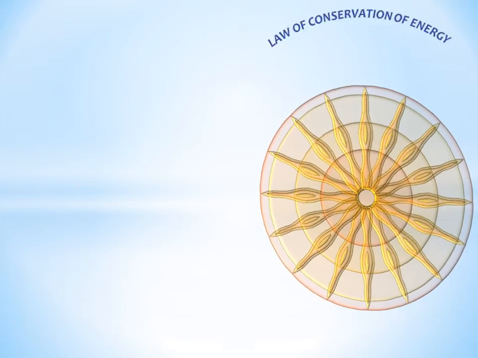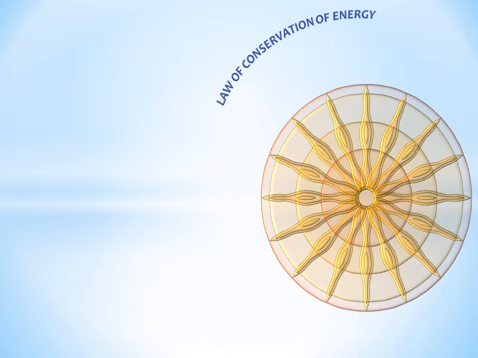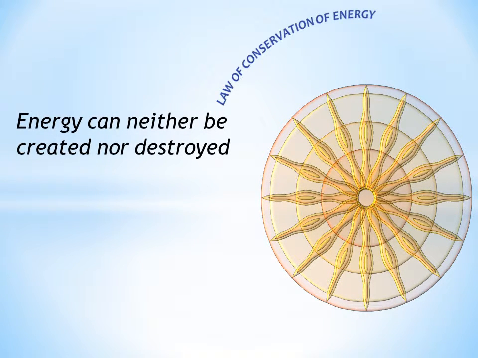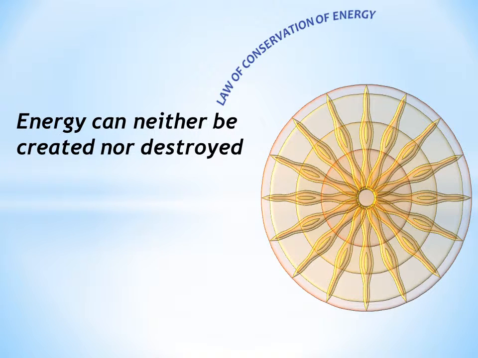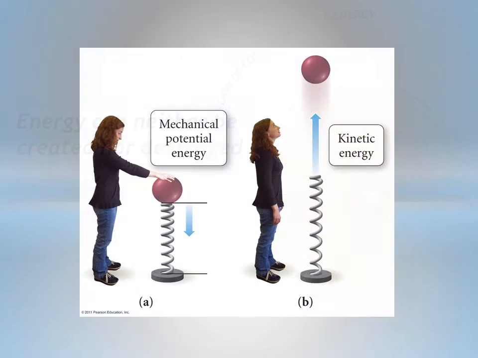The law of conservation of energy. This law states that energy can neither be created nor destroyed. What we can do, however, is change energy from one form to the other. In this example, energy is contained in the spring that is being compressed. As the hand is removed from the spring, the potential energy that was in the spring is now transferred into kinetic energy.